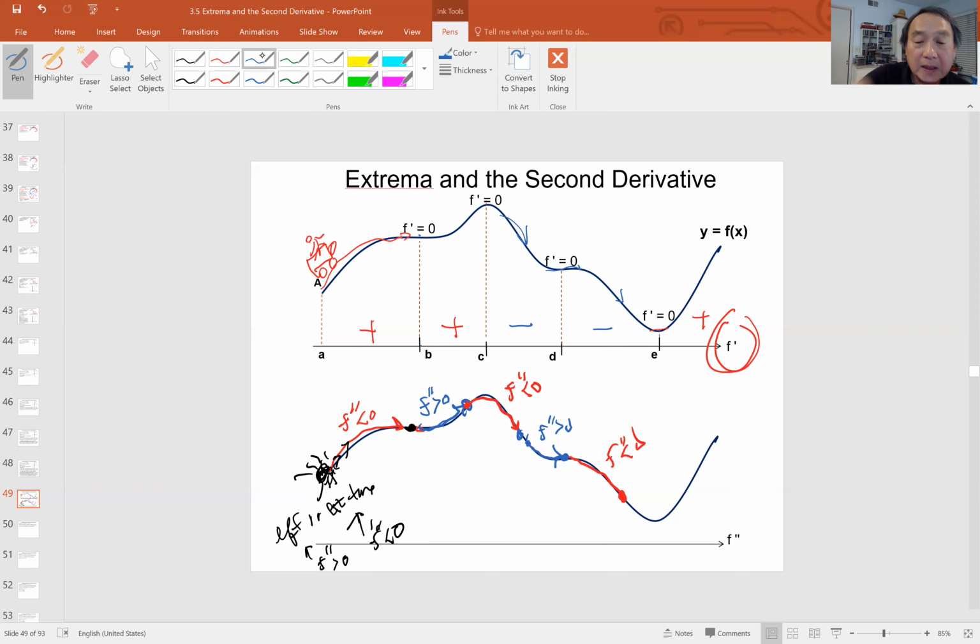And now the bug is making a left turn. And keep turning left, keep turning left. Let's assume that. Then this is where it's concave up. Where is it? The second derivative is 0 at the joint.